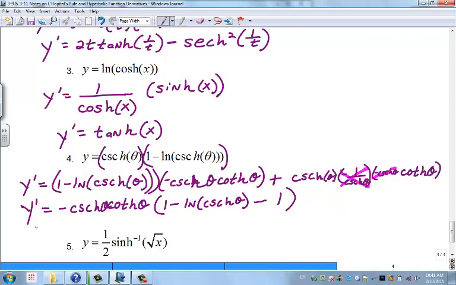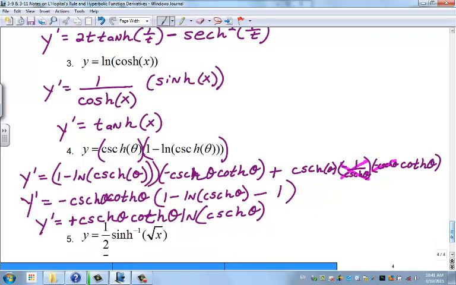So now, basically, I have y prime equals negative cosecant theta cotangent theta times negative natural log of cosecant of theta. But I don't need the negative, because two negatives will give me a positive. So times natural log of cosecant of theta. So that is much simplified, and we're done with that one now.